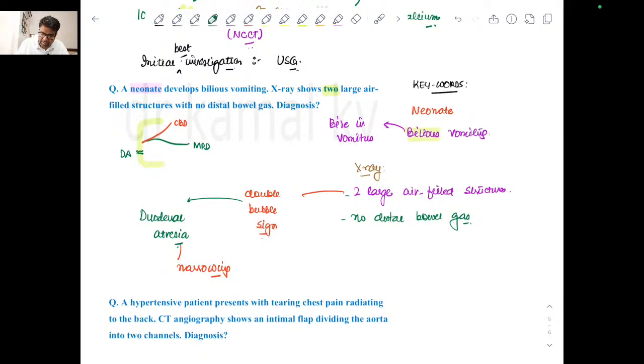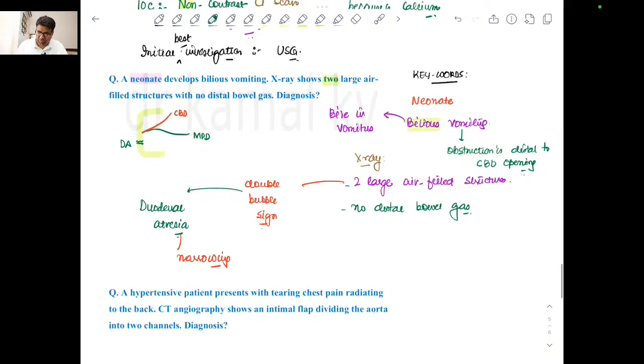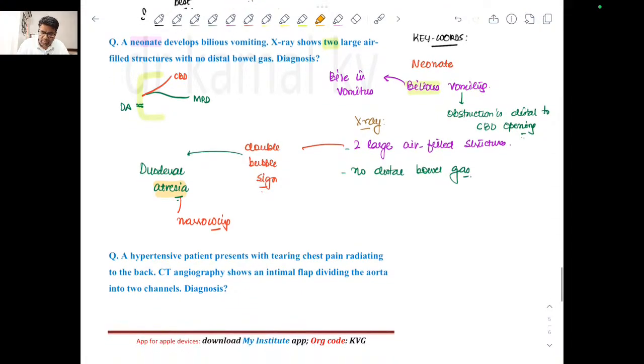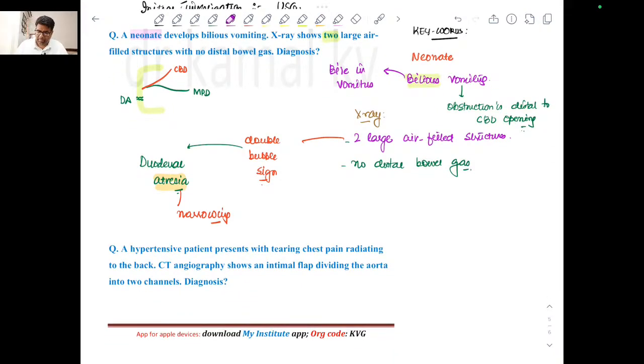So, what is happening? The bile is coming like this, and when the patient will vomit, it will go and come out through the mouth like this. So, bile will come in vomitus. It means the obstruction is distal to common bile duct opening, right. So, that is the anatomical fact here. So, this is classically duodenal atresia.